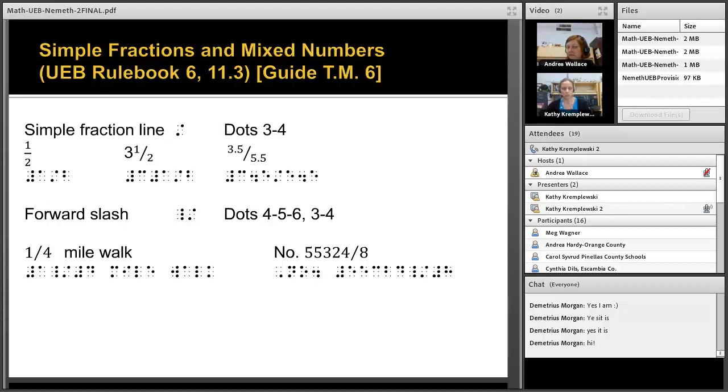So that's why you have number 1 slash and then have to have the number sign again and 4 mile walk. Then for like the serial number, capital NO period, and then you've got number 55324 slash, which cancels numeric mode. So then when you have that 8, you have to do the numeric indicator and an 8 again. All right. So any questions about simple fractions and mixed numbers and the forward slash?